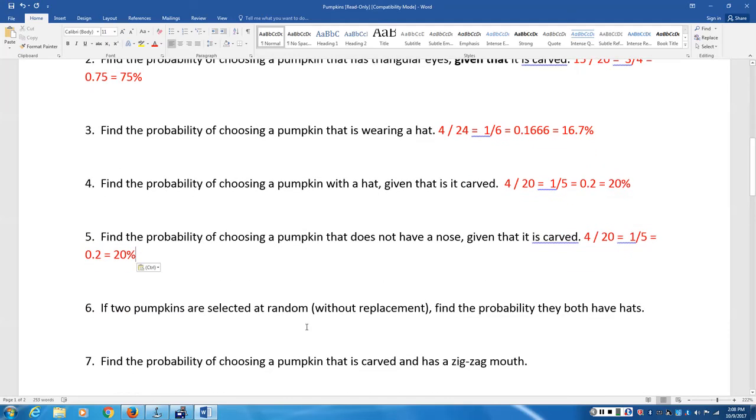If you select 2 pumpkins at random, without replacement, which means we're not going to pick one, look at it, and then put it back. We're going to pick one and say, this is what I got, and put it on the table and not put it back with the others. Find the probability both of the pumpkins you pick have hats. What's the probability the first one you choose has a hat? Okay, because we already figured out the hat, that's 1/6.